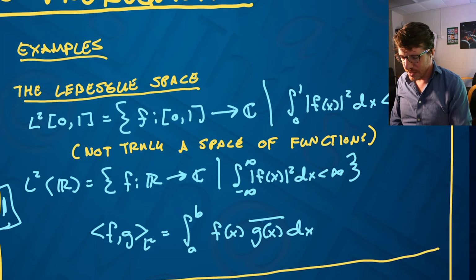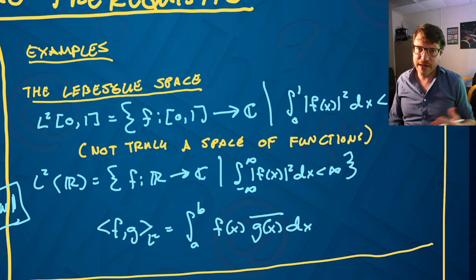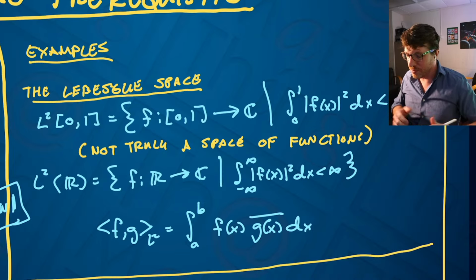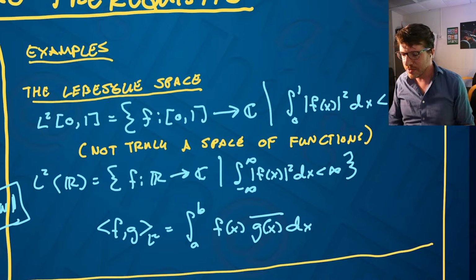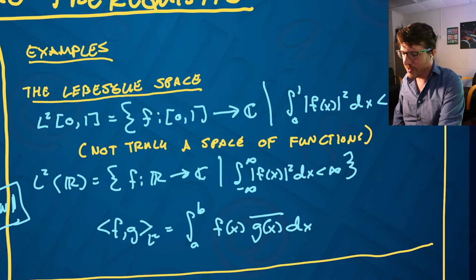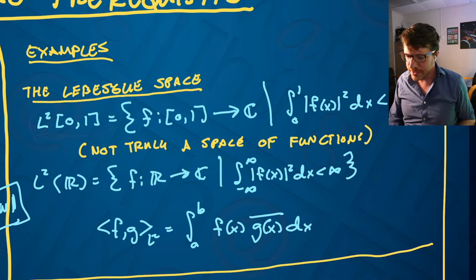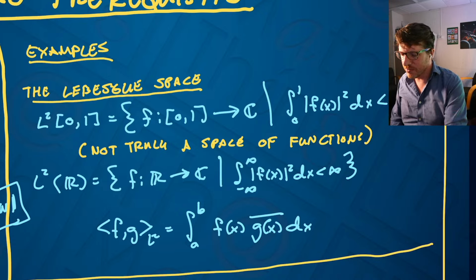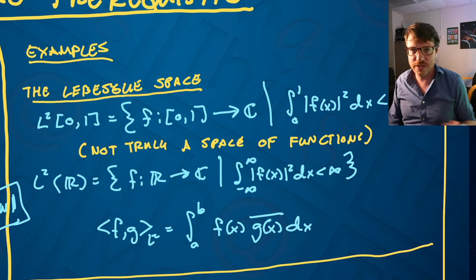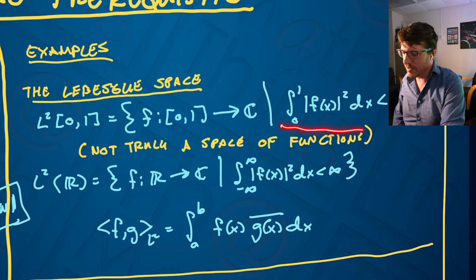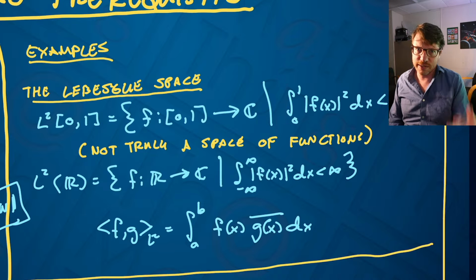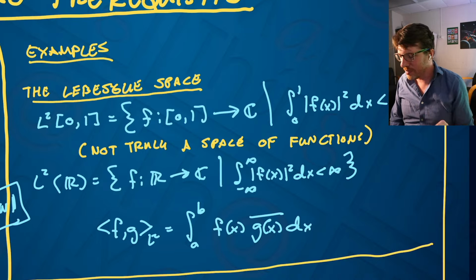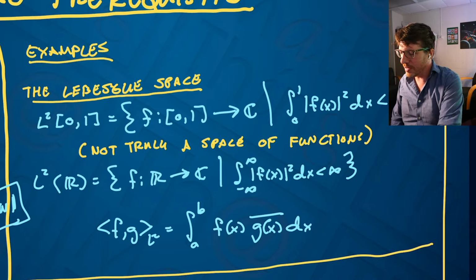All right, so some examples. We have 2 different Lebesgue spaces that we will ultimately talk about. Honestly, there's a third one we can talk about too; I'll add that in here in a second. But we have the Lebesgue space of 0, 1. This is the set of all functions over the interval 0 to 1 to the complex numbers such that the integral of their square over the finite interval is finite.